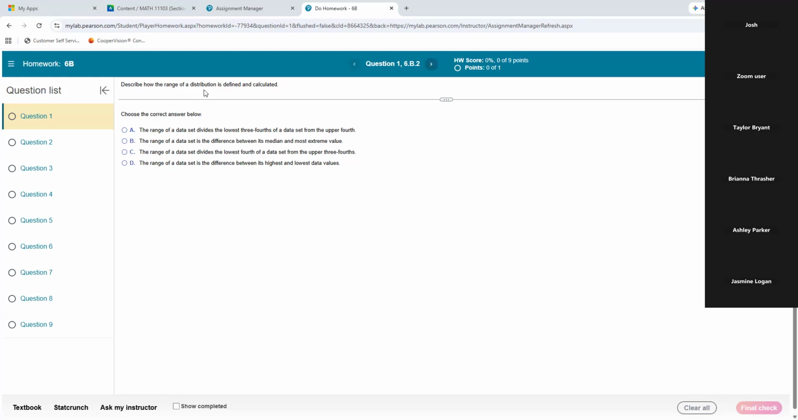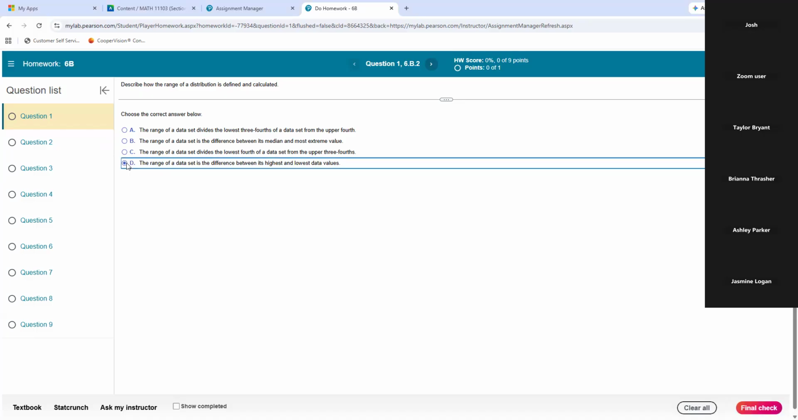So y'all, there's only one that's going to make sense. The range of a data set is the difference between its highest and lowest values. So y'all, for that one, we definitely want to go with D, since we said the range equaled the highest point minus the lowest point, okay?